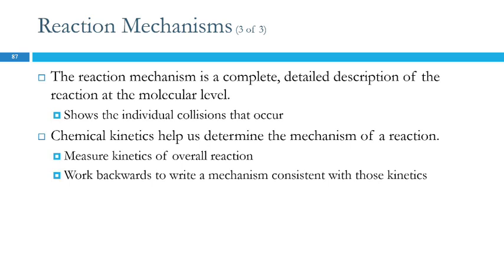So the reaction mechanism describes the reaction at the molecular level in a complete and detailed way. It's going to show us the individual collisions that occur. Chemical kinetics, how fast things react and how that is affected by things like temperature and concentration, can help us to figure out the mechanism of a reaction. One way to do that is to first determine the kinetics of the overall reaction and then work backwards to find a mechanism that's consistent with those kinetics.